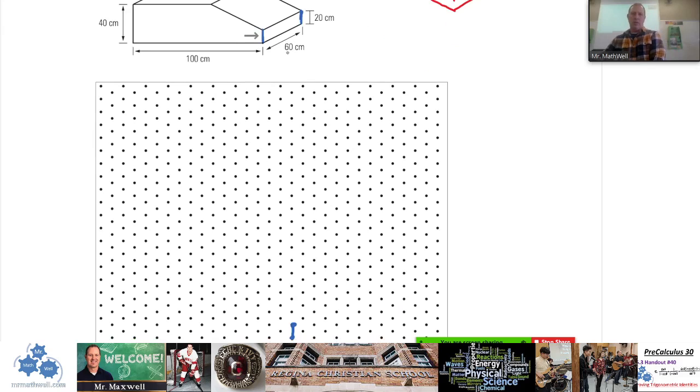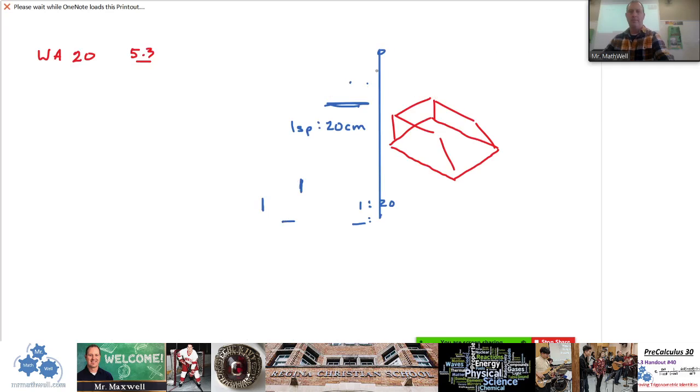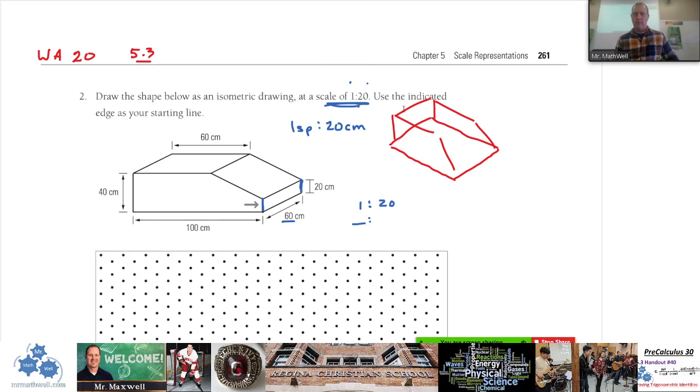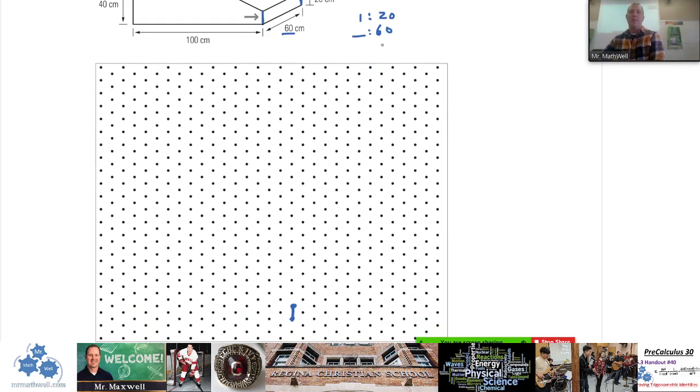All right. So if I have 60 centimeters here, how many spaces is that? 1 to 20 equals how many spaces to 60? Okay. 1 to 20 is how many to 60? What's the number that goes in here? 3. It is 3. If you have to multiply 20 by 3 to get 60, you have to multiply 1 by 3 to get 3. So hopefully you can see that, right? There's going to be 3 spaces here for this front edge.